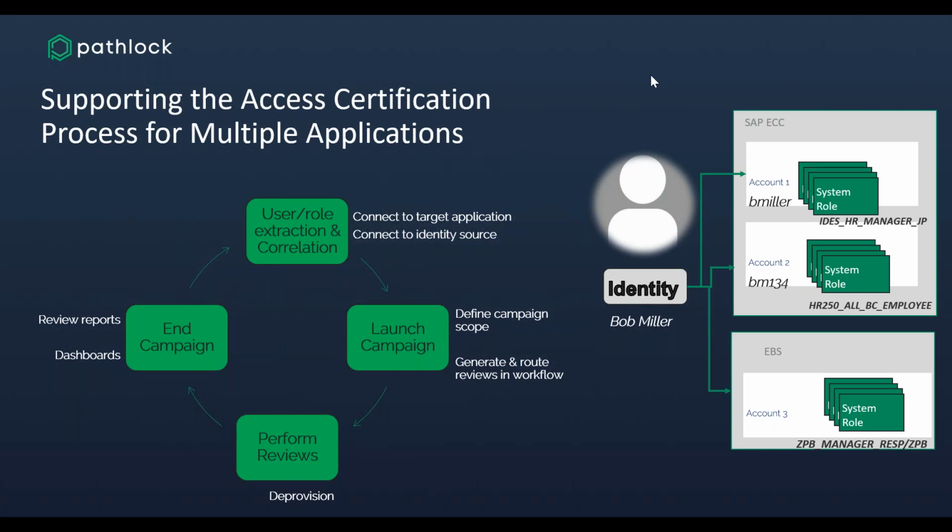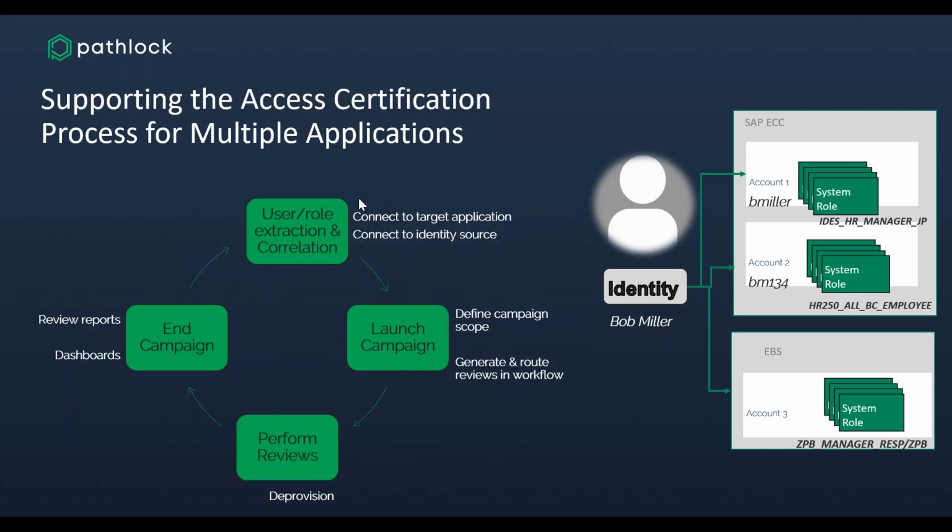So what we do first is connect to the business applications and the authoritative source and extract data. From the application, we're extracting account, access, and role data, and correlating that with the identities of real employees in the organization based on the data we're pulling from the authoritative source.